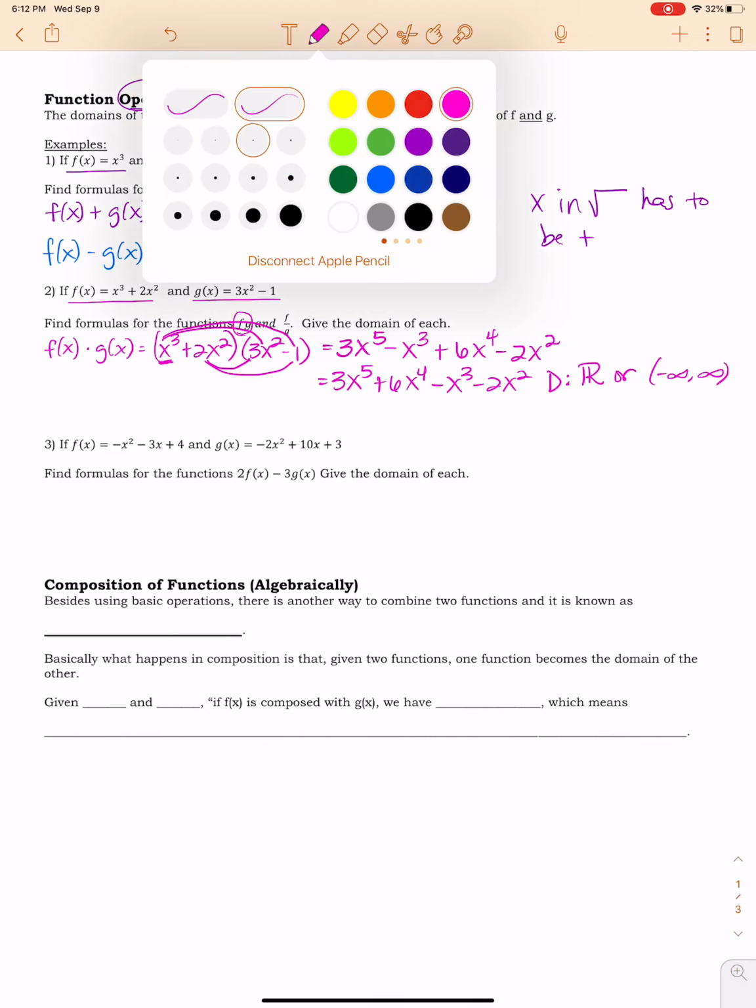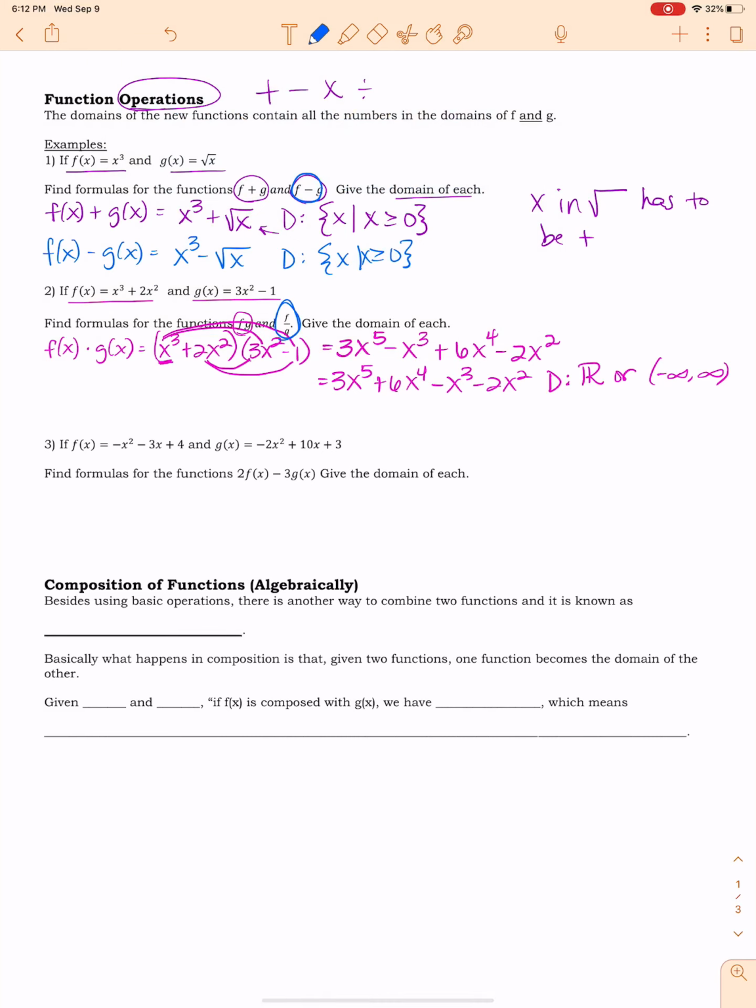All right, so the next one is f divided by g. Okay, so I've got f of x divided by g of x. So x cubed plus 2x squared divided by 3x squared minus 1. Okay, now a lot of students have trouble with this because they want to go ahead and cross out this x squared here with this x squared up here. Well, you can't do that because you've got addition up here.